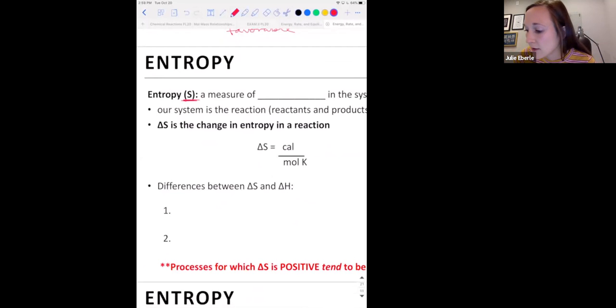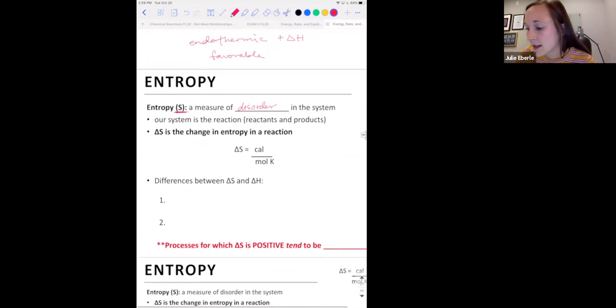Entropy is a measure of disorder in the system, and the system is, our system is the reaction, the chemical reaction. Okay, how much disorder? So how the heck do we measure disorder? Well, we're going to get there. I'll explain that. First, also, just like with enthalpy, we can calculate a delta S. As a reaction goes from reactants to products, we can calculate delta S.